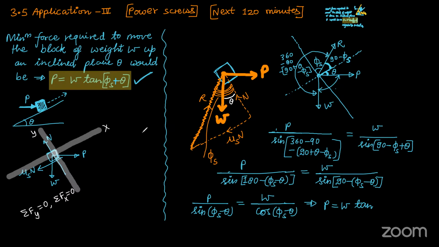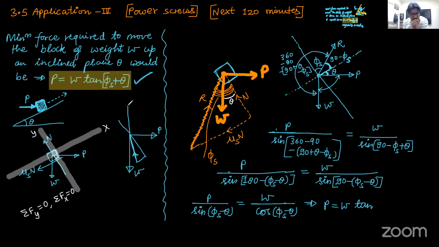Sir, if we look at the theta minus pi, no, sir. P is acting horizontal, W is acting vertical, and the resultant reaction makes an angle phi s from the normal direction. So if it makes phi s from the normal direction, then from the plane itself, it will make 90 minus phi s, and this angle becomes theta. So W upon sine 90 minus phi s plus theta, that is perfect. Sir, direction of resultant is... Then why are we not getting the minus sign common, then phi s minus theta?